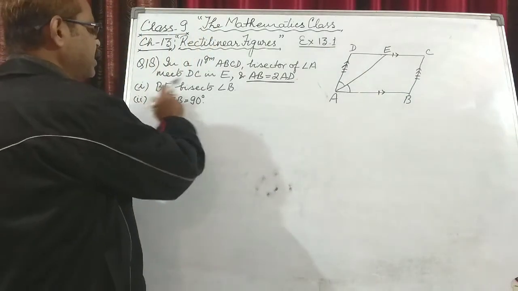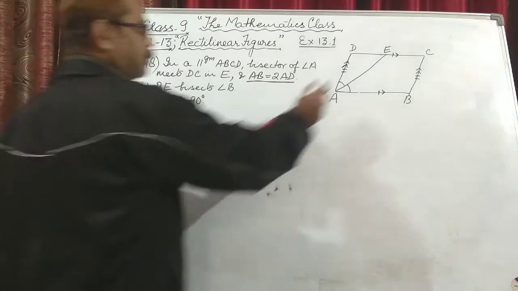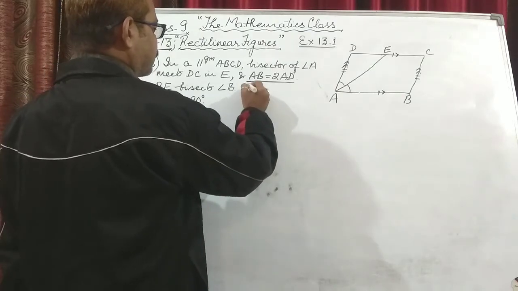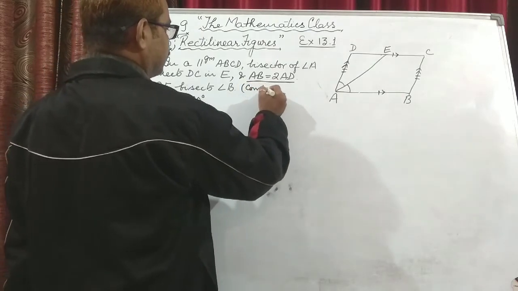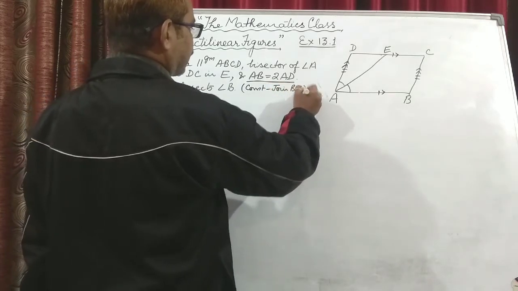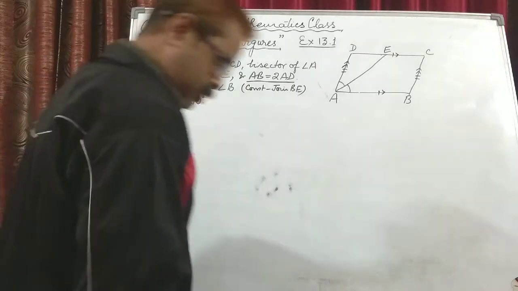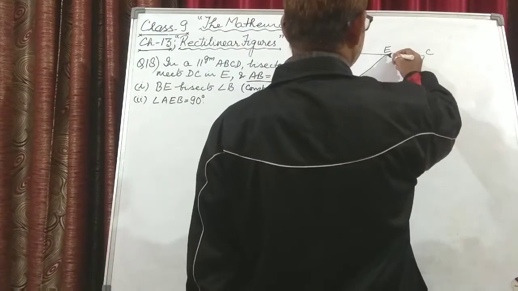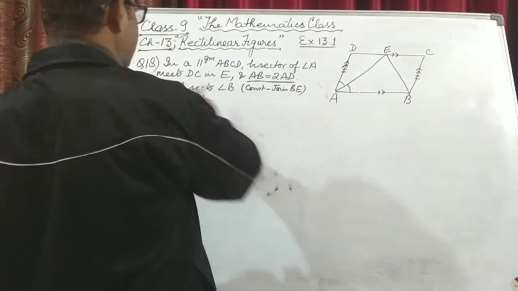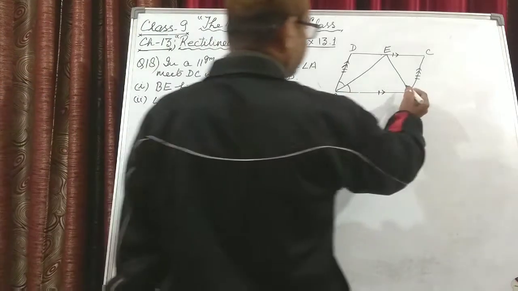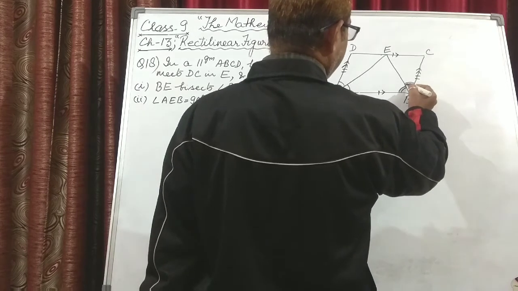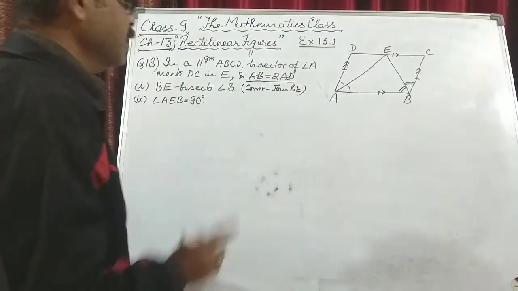The first point we have to prove is that BE bisects angle B, meaning we have to join BE. So in the construction, I am writing here, construction is join BE. In the construction, first of all we will join BE, then we will see what we can do. So joining BE, we have to prove that BE bisects angle B. We have to prove that this angle and this angle are equal. This has to be our proof.